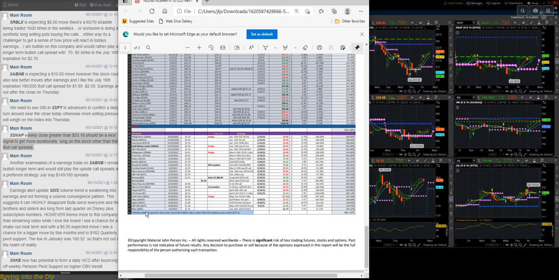And currently, we've got on a Nike trade. We just put this on. It's a July 16th 40-45. It's a 5-wide bull call spread. That's what that stands for. There's our entry. That's what it was. And we update this every weekend.